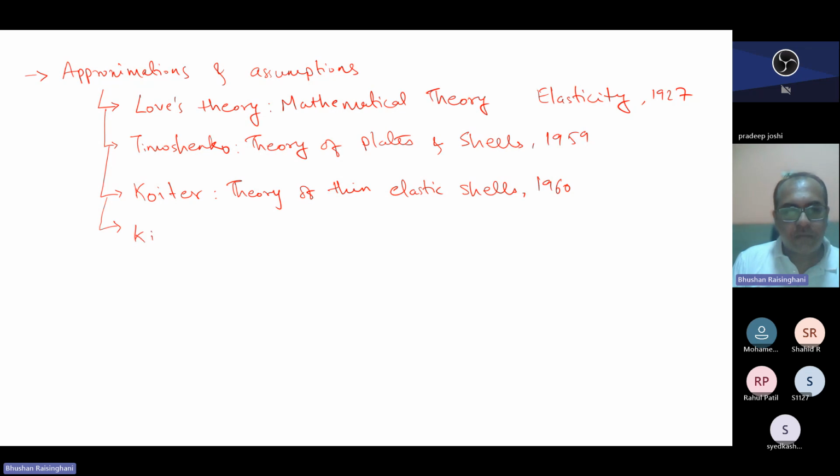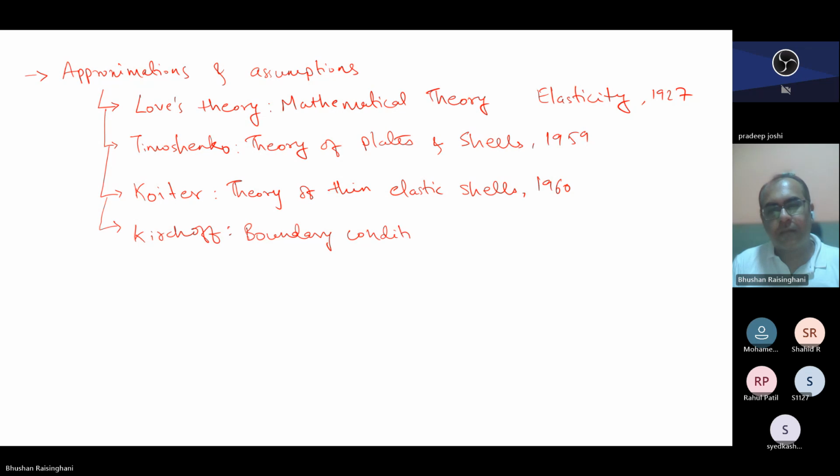Now, the other was Kirchhoff. This is also a very fundamental theory that developed the theory for the plates and shells in different forms. So, boundary conditions and edge effects. Our analysis is always in the boundary conditions, and whatever is generated at the edges needs to be evaluated. That was in 1950.